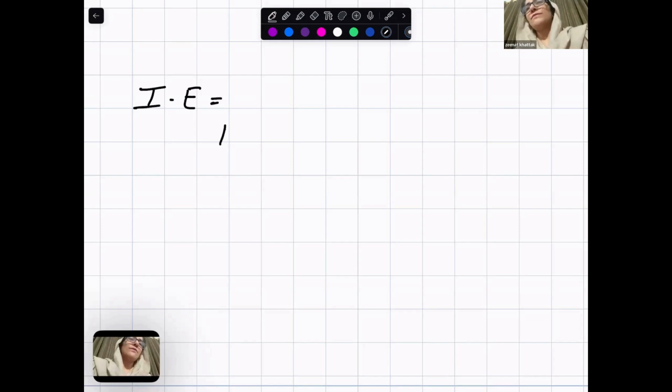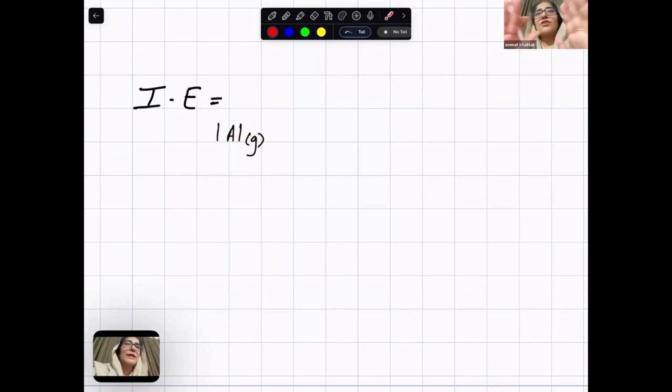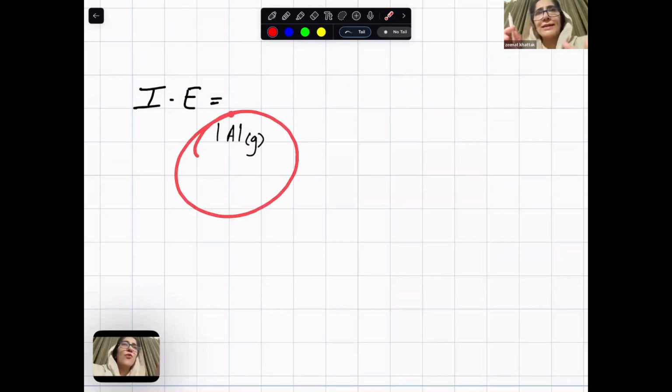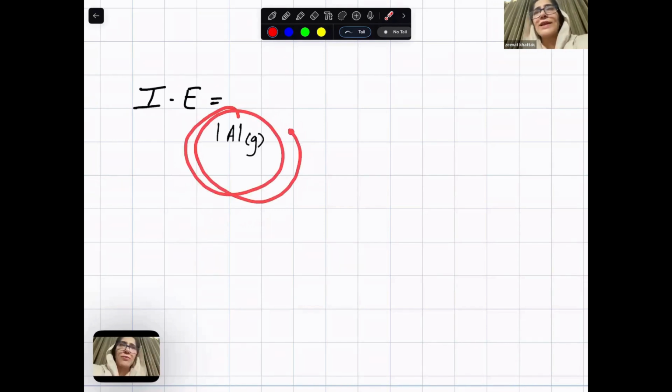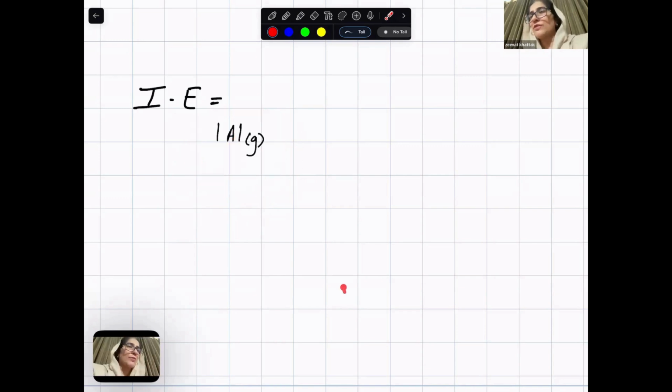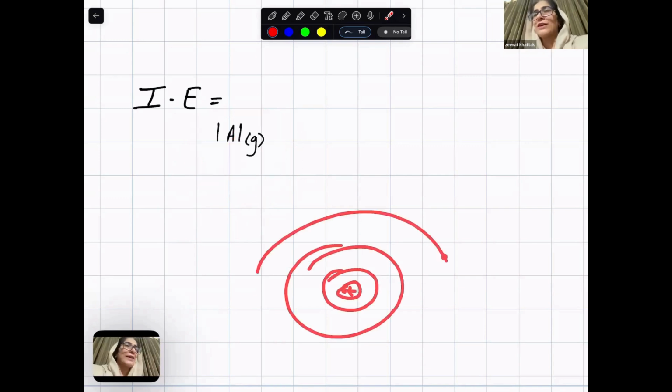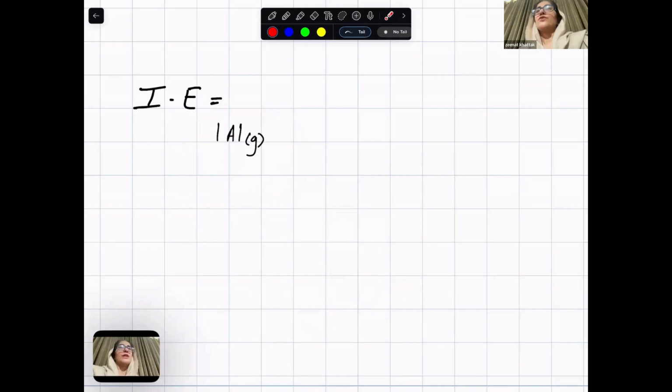You have one mole of gaseous aluminium. It is not solid, it is gaseous. There is no other bond. These are just atoms, one mole of atoms, nothing else. When you provide energy to the atoms, this energy will take out the electron from the atom.